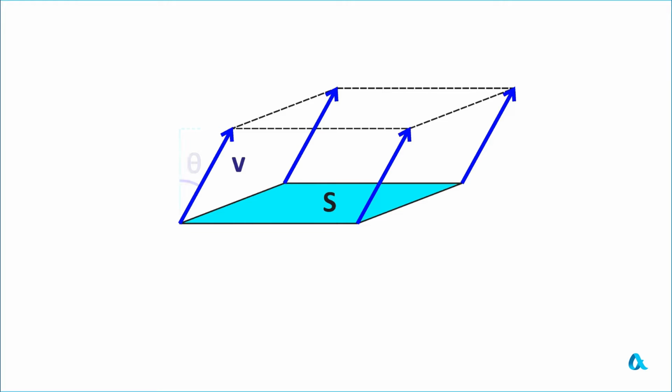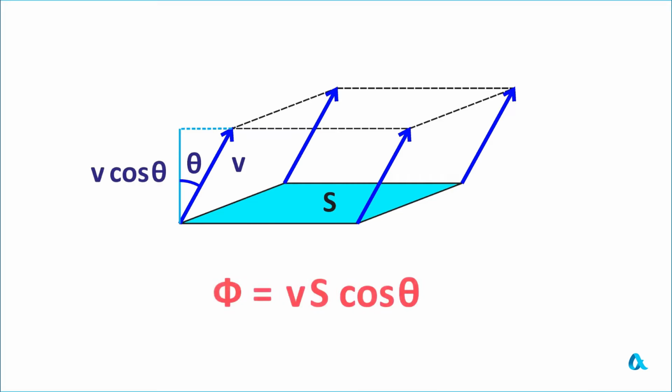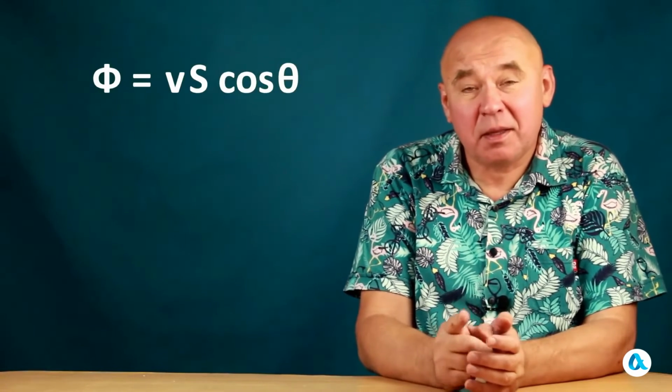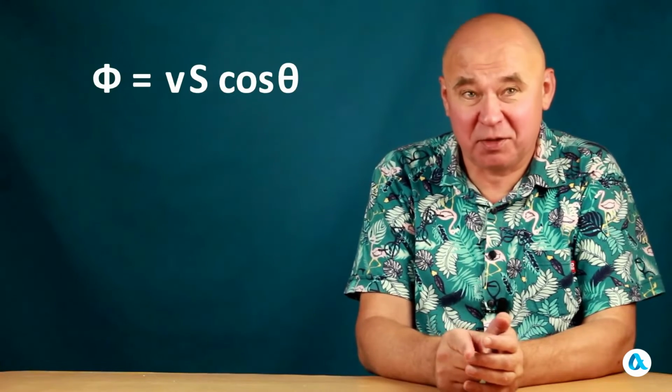Let the velocity form an angle theta with the perpendicular to the surface. Then the height of the parallelepiped is equal to v times the cosine of theta, and the volume of water flowing through this surface element per unit time is equal to v times S times the cosine of theta. And this quantity is what we call the flux through the given surface element. This formula, v times S times the cosine of theta, closely resembles the formula for the scalar product.